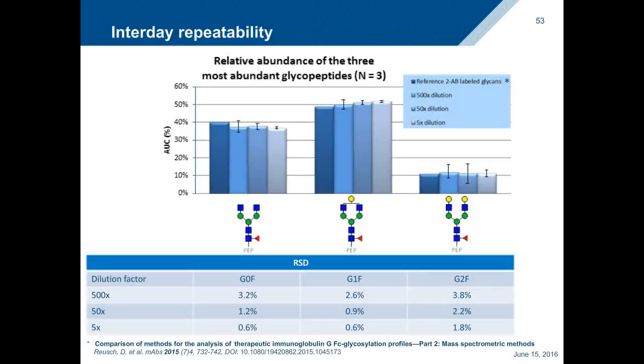We also performed inter- and intraday repeatability tests. So this was the outcome. We analyzed the sample 6 times on 3 days and just had a look at the 3 most abundant glycopeptides. We also varied the dilution factor, from 5 times diluted up to 500 times diluted, which is close to the limit of quantitation. And what you can nicely see is that the RSDs are below 4%. We were really happy with these results. So you can perform relative quantitation using CESI MS with really good RSDs.